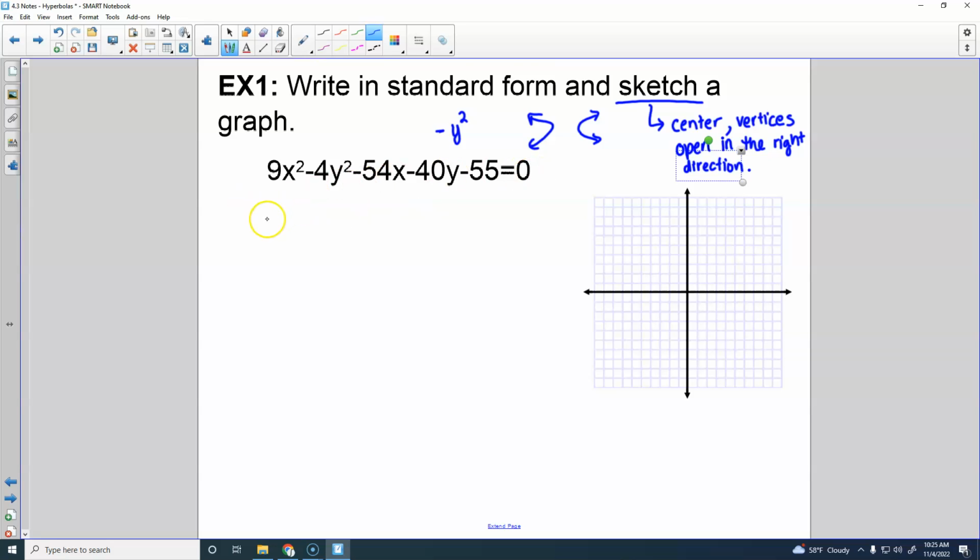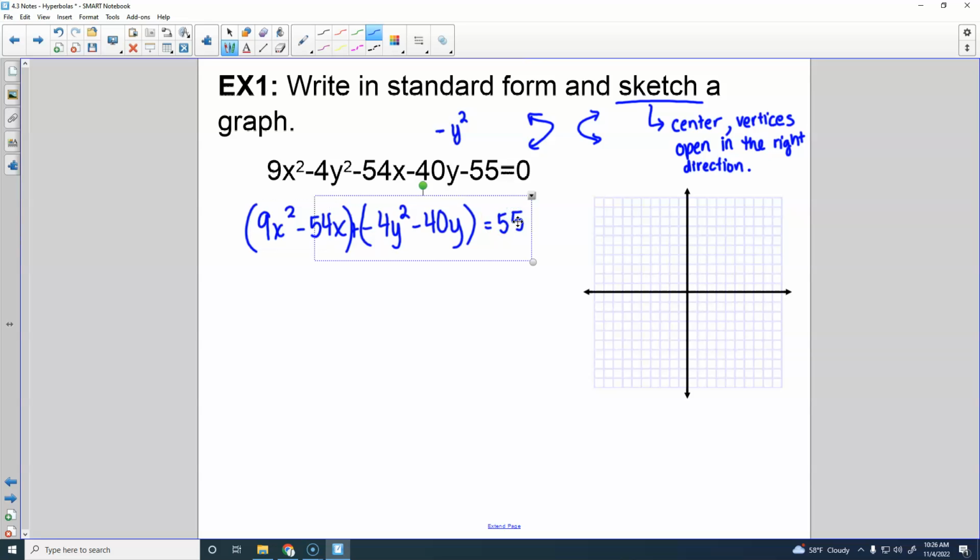So we will group. We got 9x squared minus 54x minus 4y squared minus 40y. And I'm going to go ahead and move that 55 over to the other side. Okay. You will factor out. So we'll factor out a 9 right here. So we'll have x squared minus 6x. And I'm going to go ahead and put a plus blank right here.